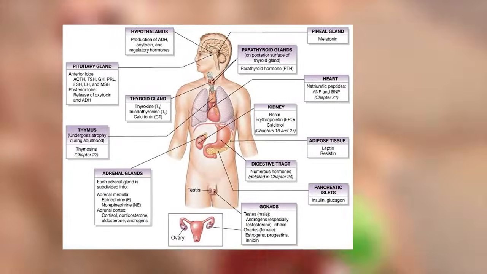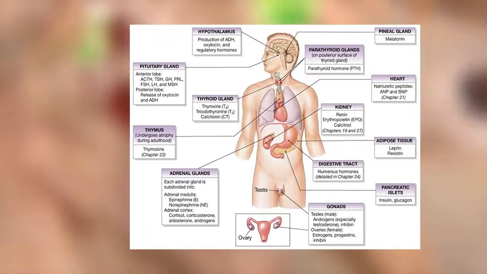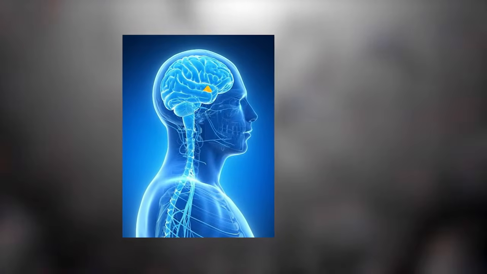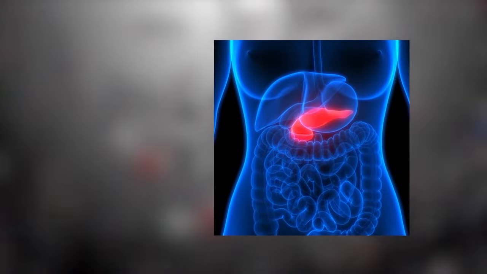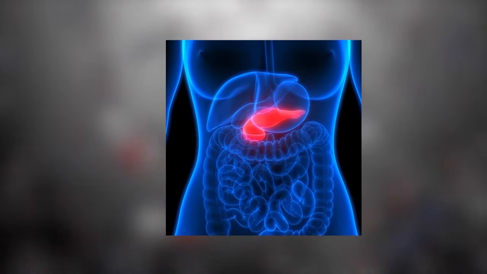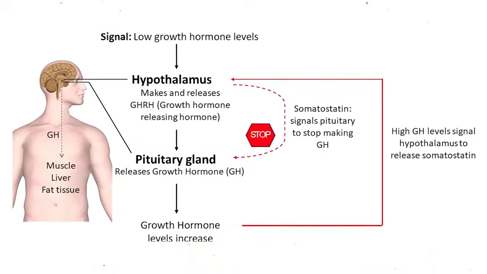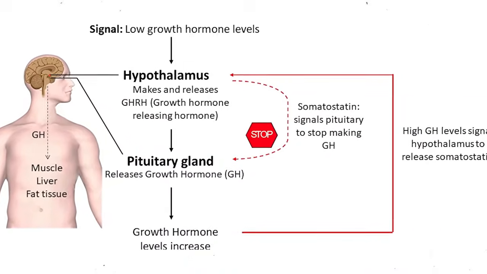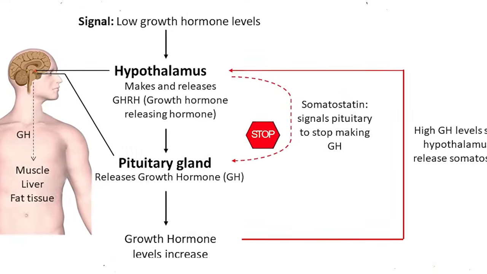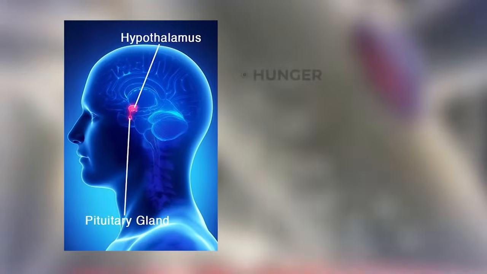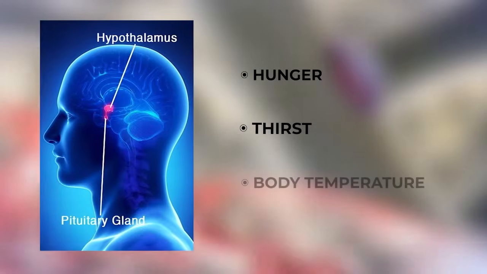In addition to the hormones produced by the glands of the endocrine system, other hormones, such as those produced by the hypothalamus and the pancreas, also play a critical role in regulating various bodily functions. For example, the hypothalamus produces hormones that regulate the release of hormones from the pituitary gland and controls functions such as hunger, thirst, and body temperature.